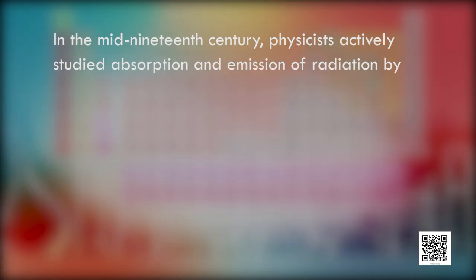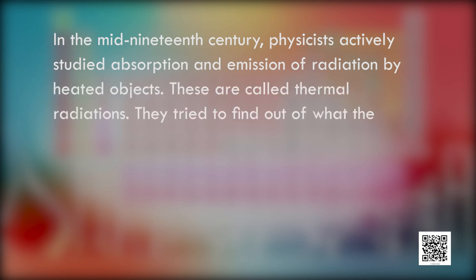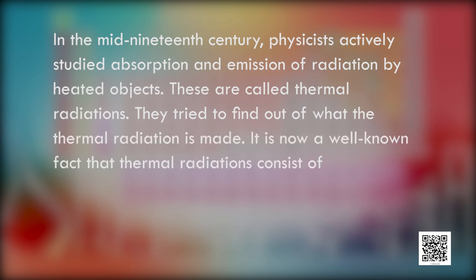So before we move into the new model of the atom, let us understand various experiments that were happening on electromagnetic radiations so that they can be combined into the nature of electrons that are moving around. In the mid 19th century, physicists actively studied absorption and emission of radiation by heated objects. These are called thermal radiations. They tried to find out what these thermal radiations are made up of.